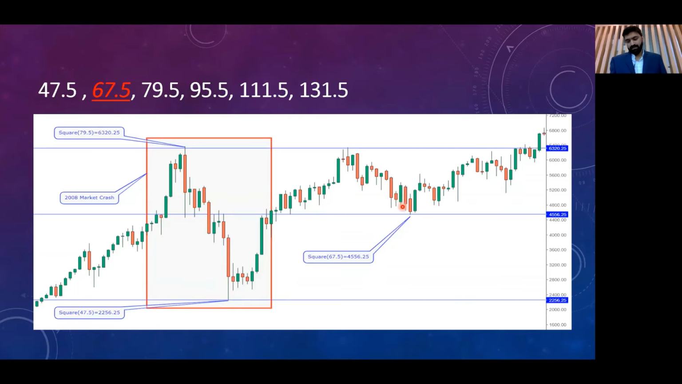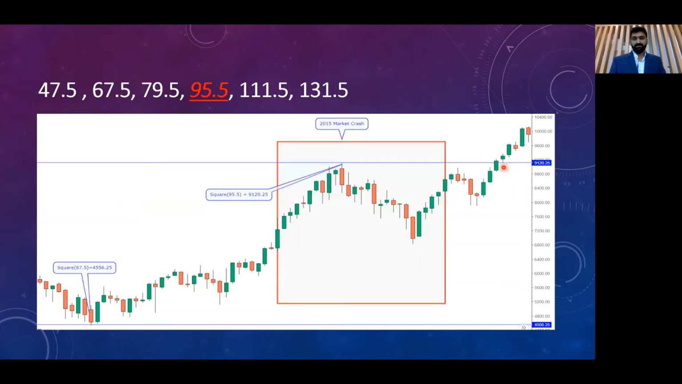After a bit of time, a year or so, markets consolidated in that particular range. When the up move started, it again took support precisely at that level, and then started with the up move. That up move actually ended in 2015. So now let us move to that number series.